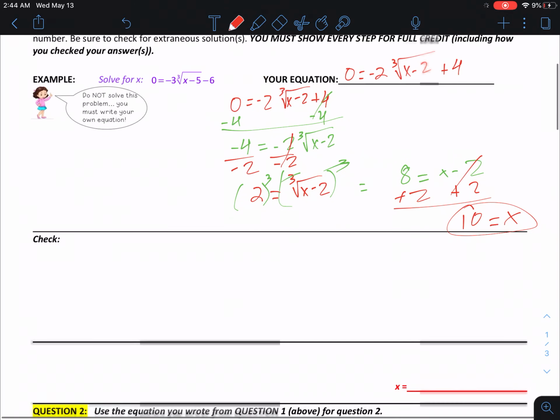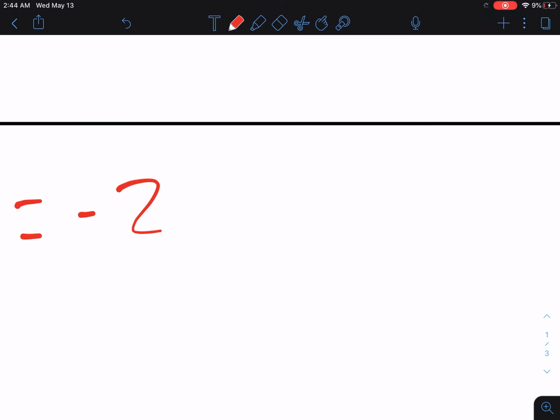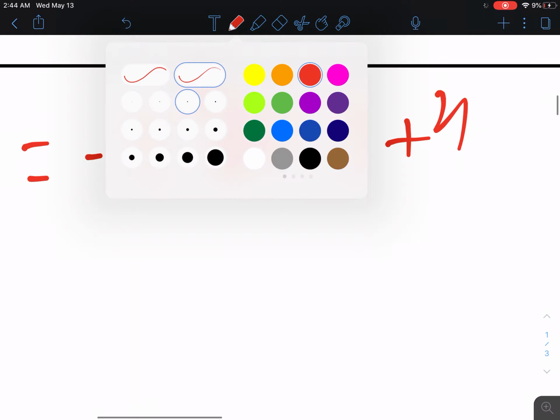But now I'll show you how we have to check our work. So I'll rewrite the equation again. 0 equals -2 times the cube root of 10 minus 2. So we put 10 in for x because we're checking our work. To the third plus 4.